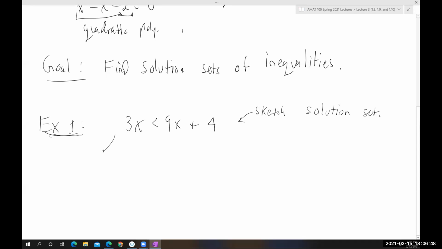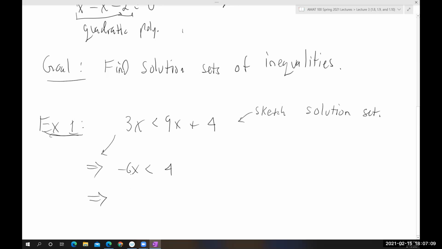So the first step would be to get x on one side and a number on the other side. What we can do is subtract 9 from both sides. Subtracting 9 from both sides, we get negative 6x is less than 4. So this is the first step.